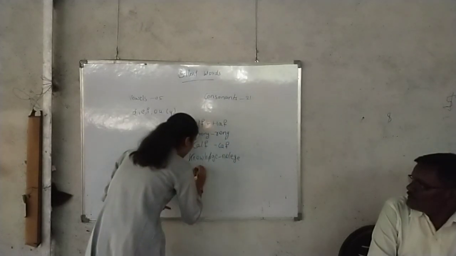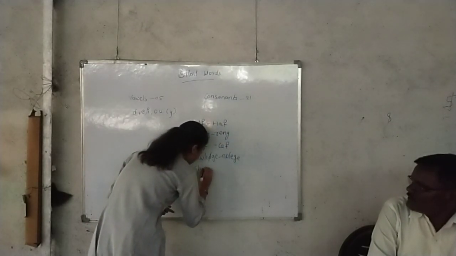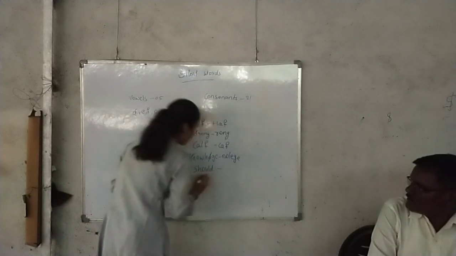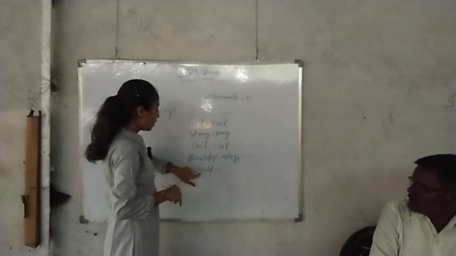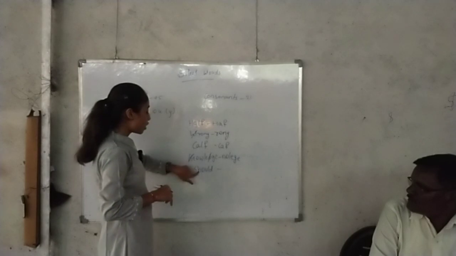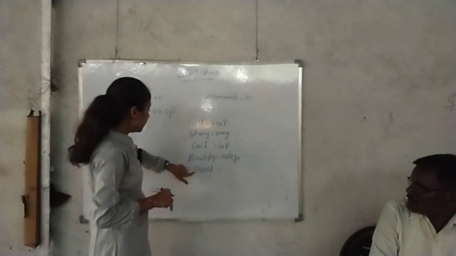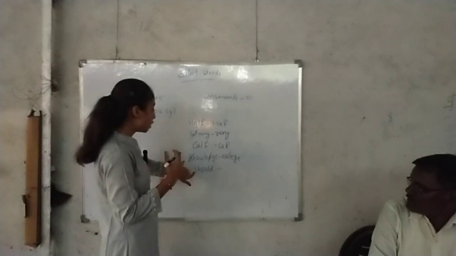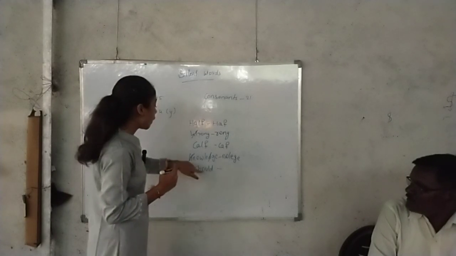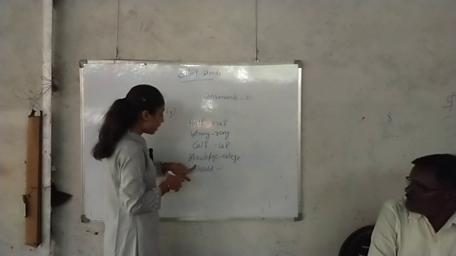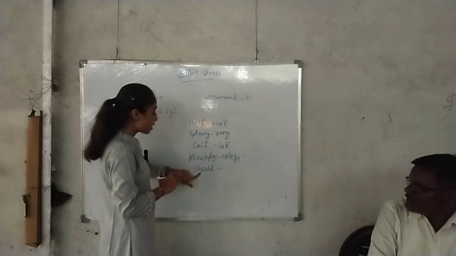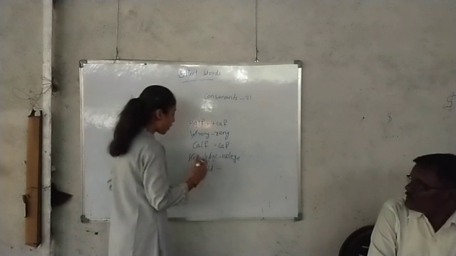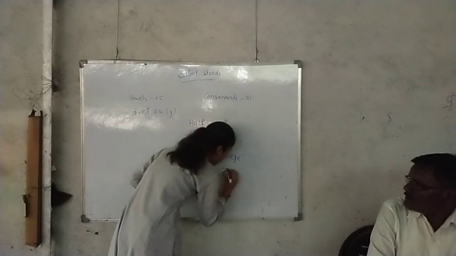And another example, should. So here O is a vowel, S and H are the consonants. S sound is a high sound, H sound is a low sound. Therefore, S remains here and H is silent. So while pronouncing it, it comes as should.